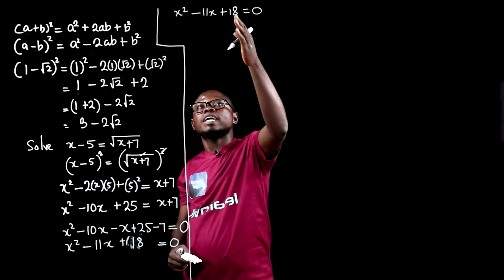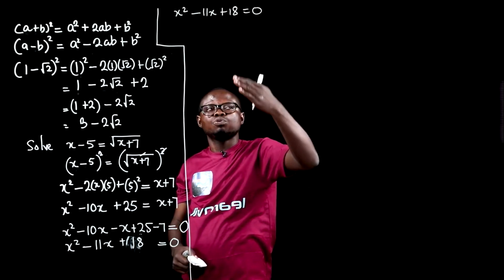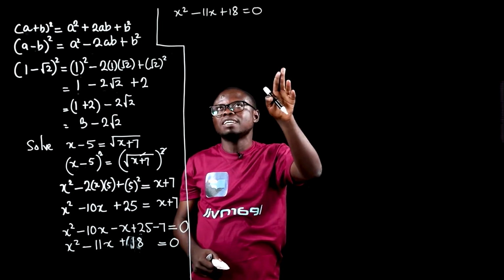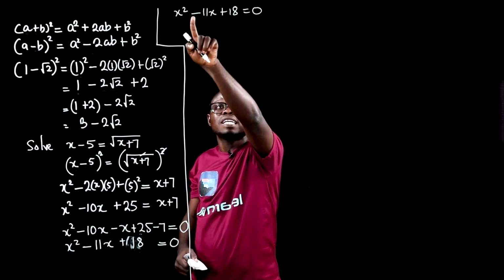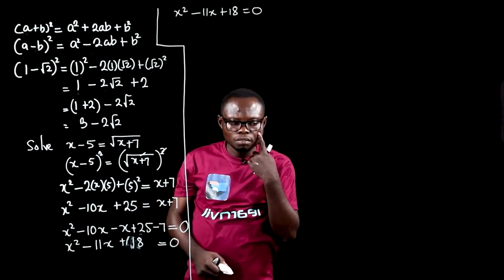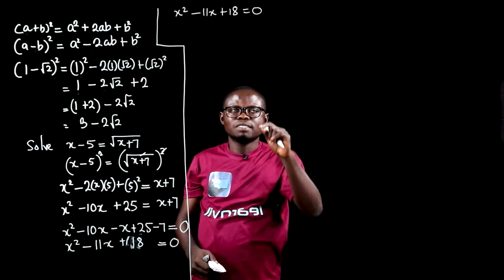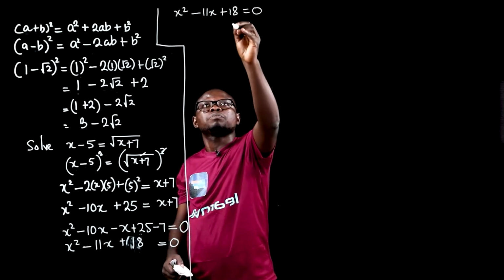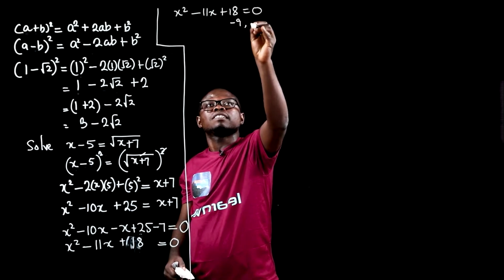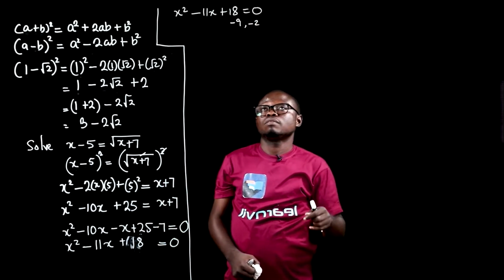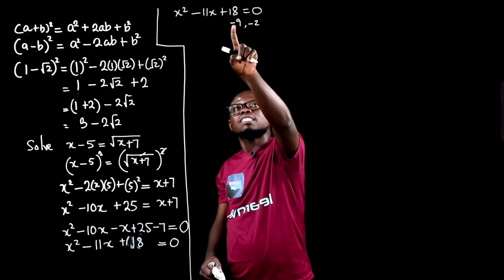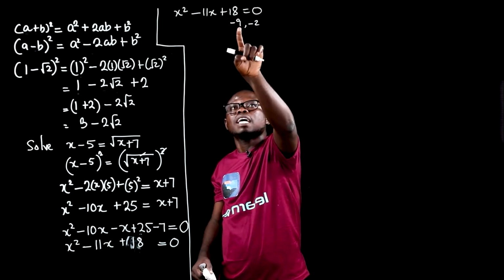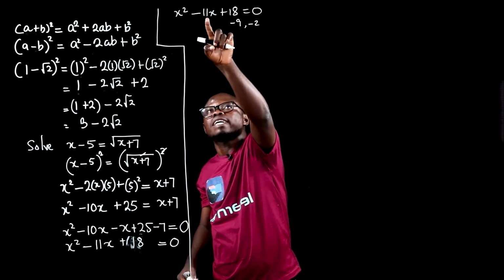And so for 18, we can have 2 times 9. 2 times 9 is 18, and 2 plus 9 is 11. Yet, this is negative 11. Well, when we negate the 9 and the 2, we would get negative 9, negative 2. Amazing. So negative 9 times negative 2 gives us positive 18. Negative 9 plus negative 2 gives us negative 11.